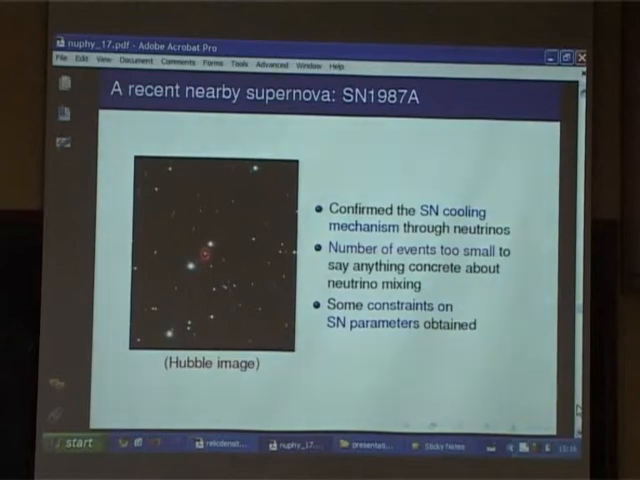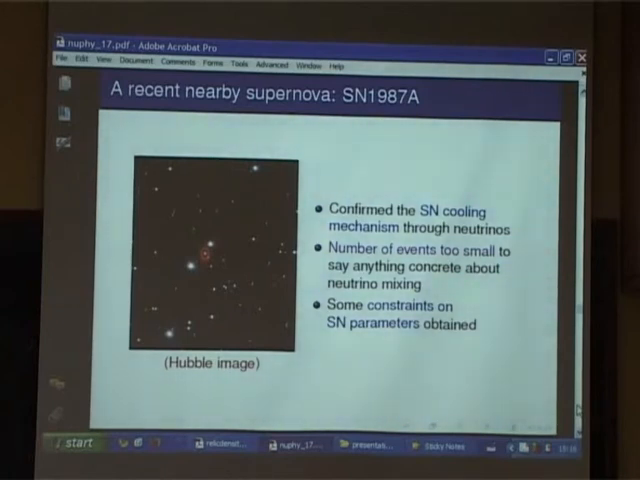But what we saw is that the events occurred within a time span of 10 seconds. This was very important. Because if there is any other mechanism, like sterile neutrinos for example, that becomes responsible for supernova cooling, then the supernova would cool down not in 10 seconds but in 2 seconds. So many models of new physics were ruled out because the supernova took 10 seconds. So you update some constraints on supernova dynamics.